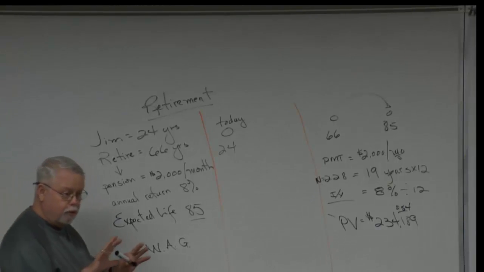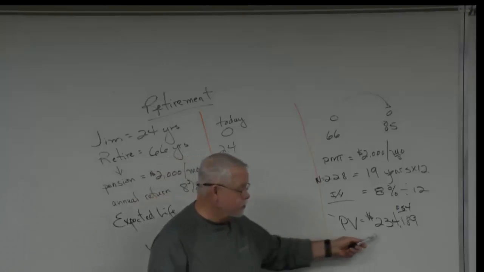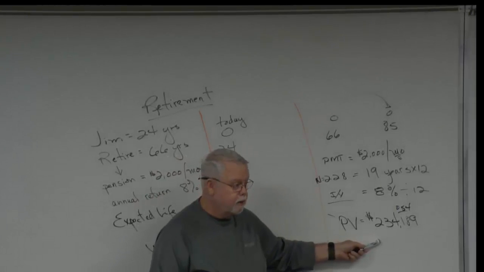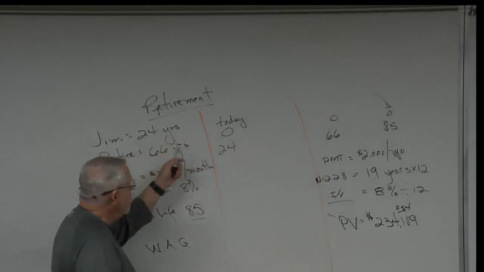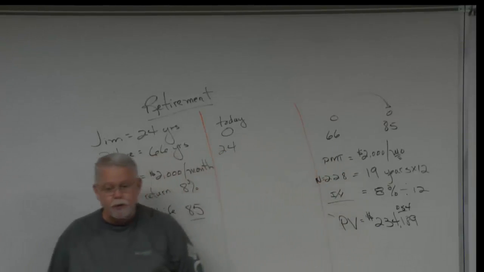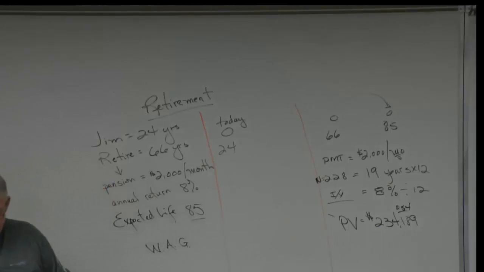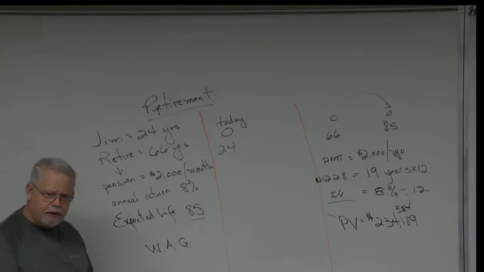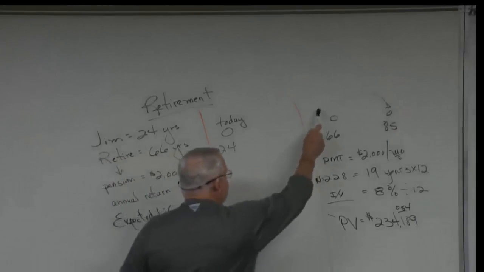How are we doing so far? Everybody tracking with me to get this number? Okay. So, Jim, by the time you get to be 66 years old, buddy, you've got to have $234,000 and change in the bank. You got that? Oh, damn. Okay, let's figure out how to make that happen. Let's back up now to today.